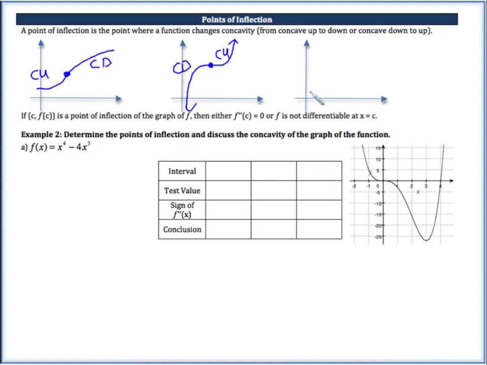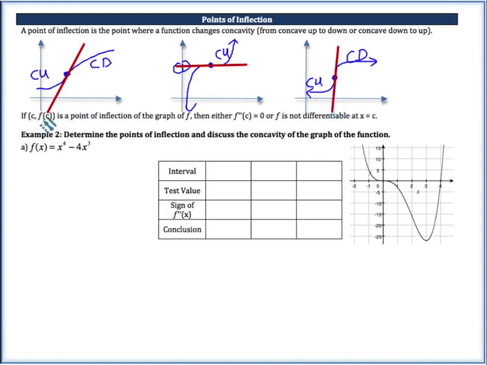Another example here. The point of inflection will be right here where we switch from concave up to concave down. One thing you're going to want to notice is that if we drew the tangent line at the point of inflection, the graph crosses over from one side to the other side at that point. We can see that that's true here, and it's true here as well.